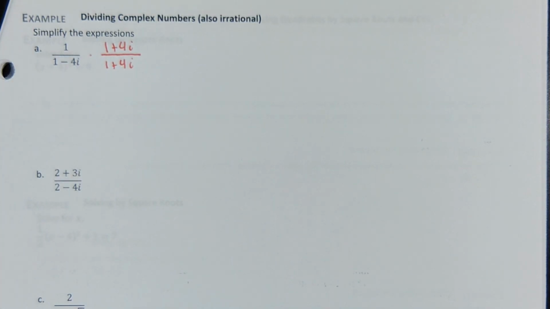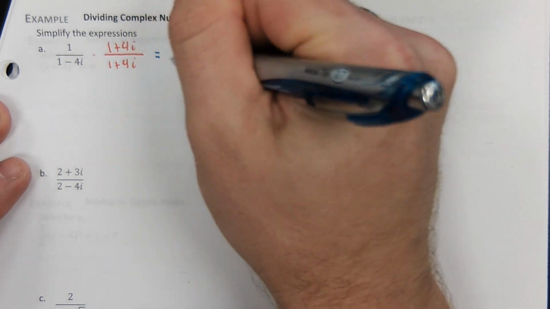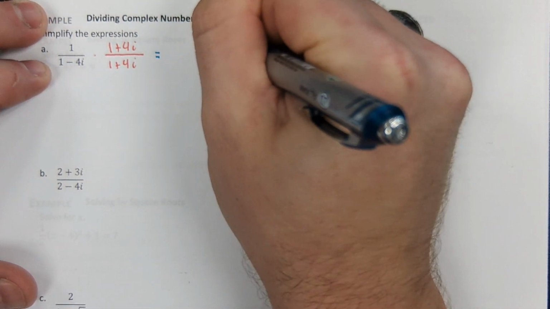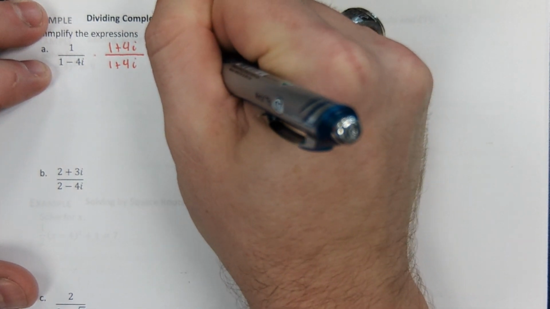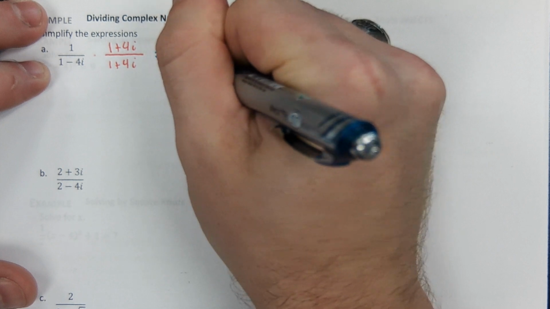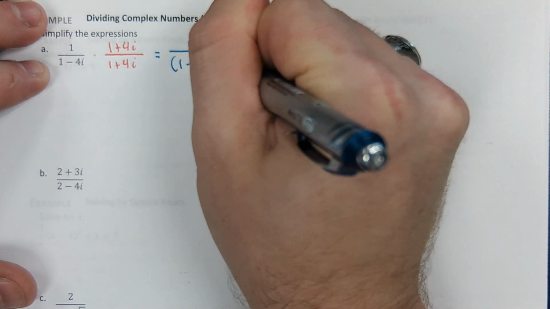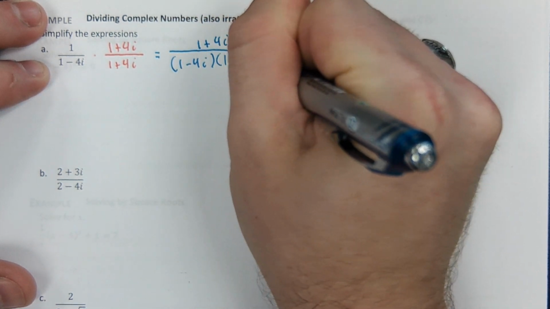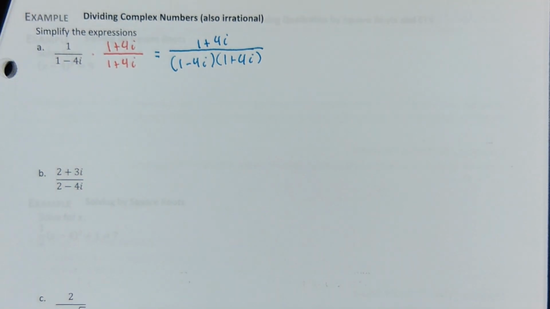On the top, in the numerators, you would have to distribute the 1. Of course, distributing a 1 is not going to change anything on top. So this is going to give me 1 plus 4i in my numerator, but on the bottom, I have the product of complex conjugates. Boom, just like that. I'm just multiplying the top and bottom by the complex conjugate.